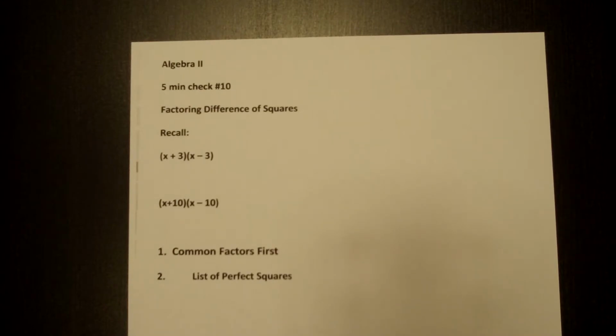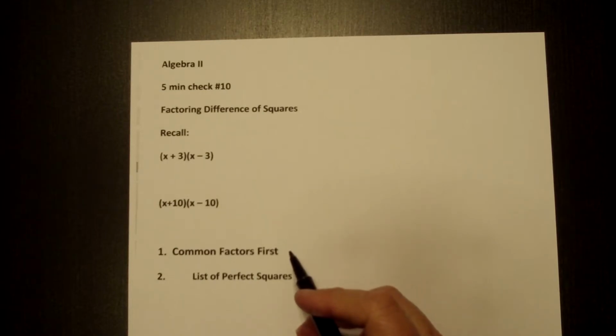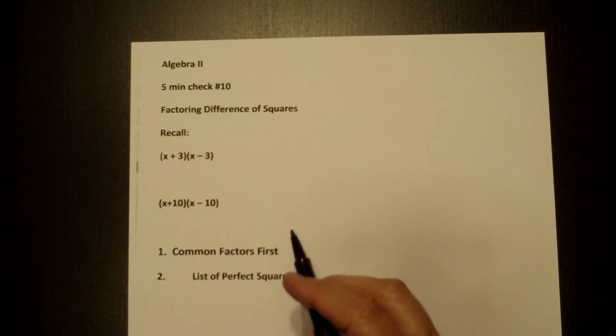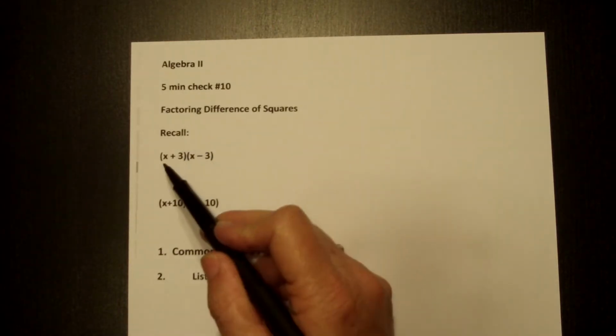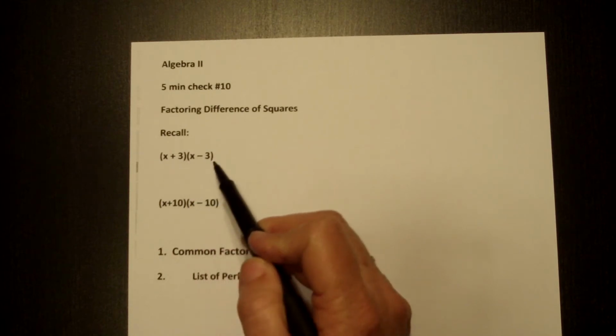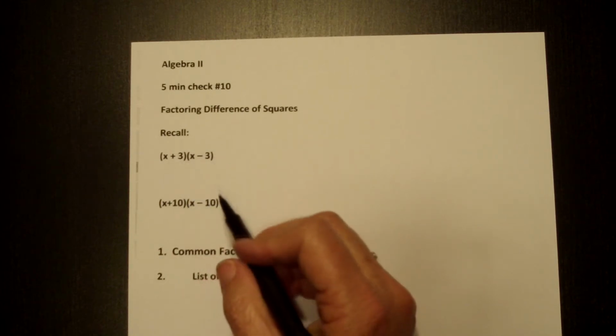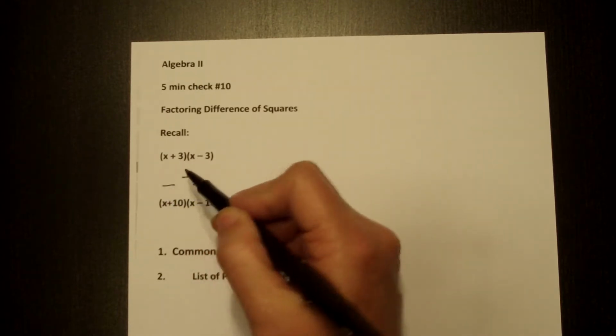Okay, today's lesson is about factoring difference of squares. The first thing I'm going to do is refresh your memory on multiplying binomials that we have done before. As you remember, if each term in the two binomials is the same, but we have different signs, we can just square and put a minus.